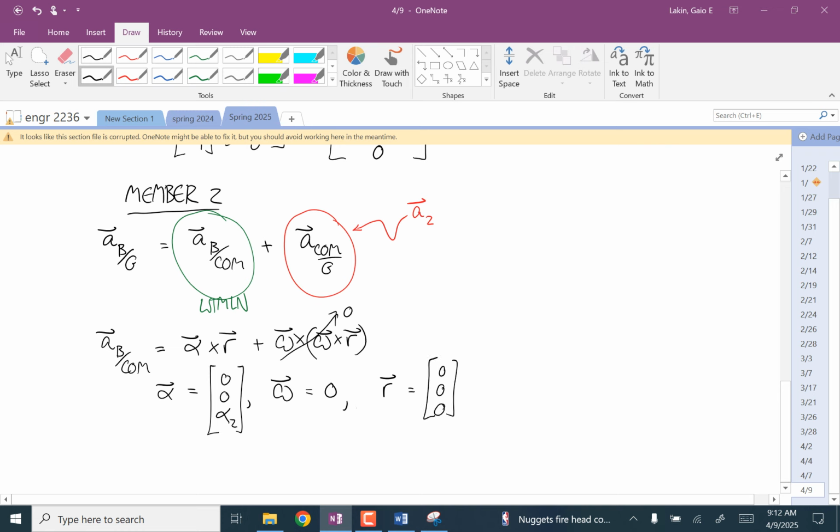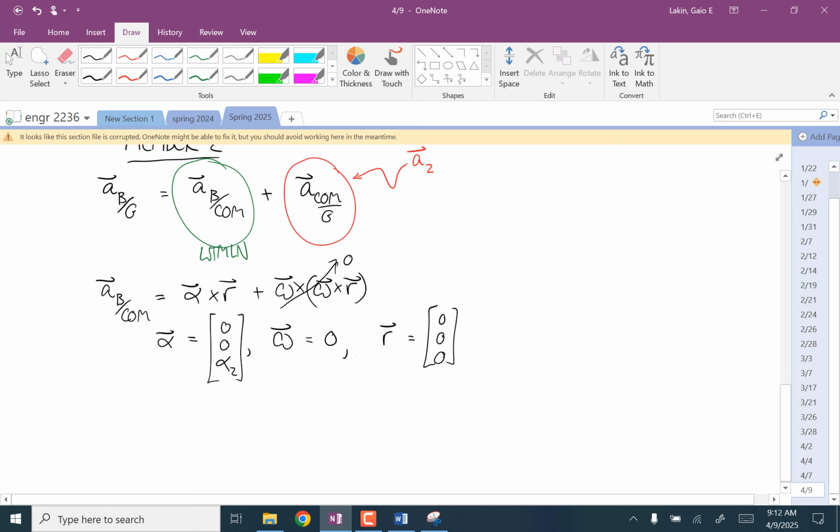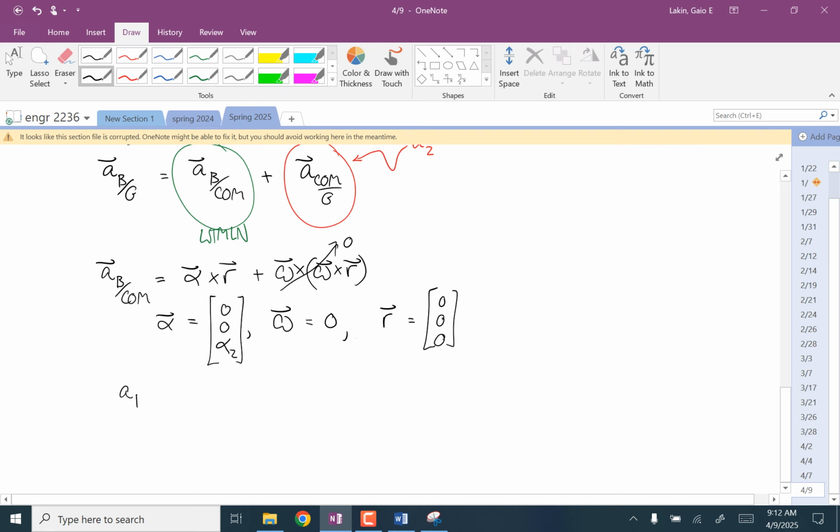And so there's no acceleration of b relative to the center of mass. And so that says that the acceleration of b relative to the ground is just equal to a2. And then once you see that, you're like, okay, obviously, because we're talking about the acceleration of the center of mass, and we already have an expression for it according to member 2.